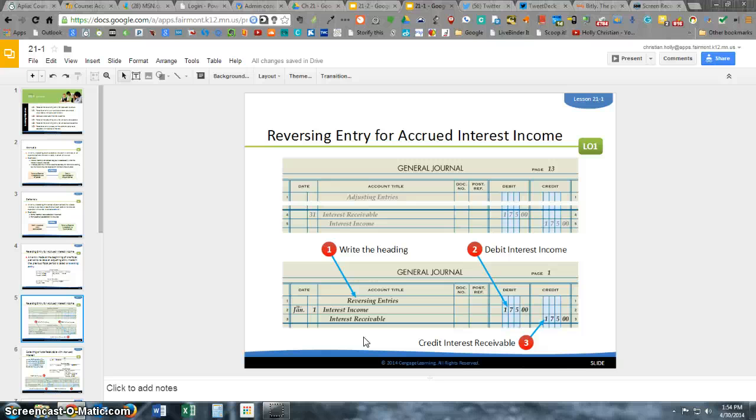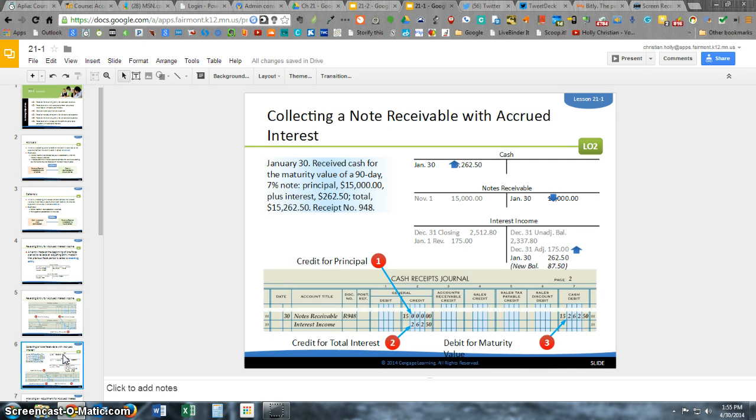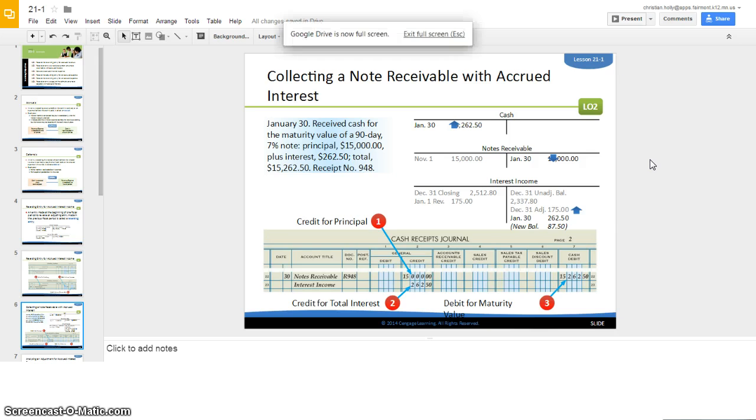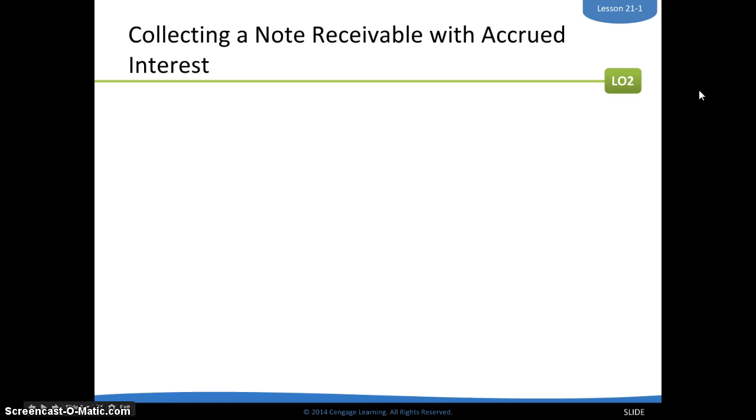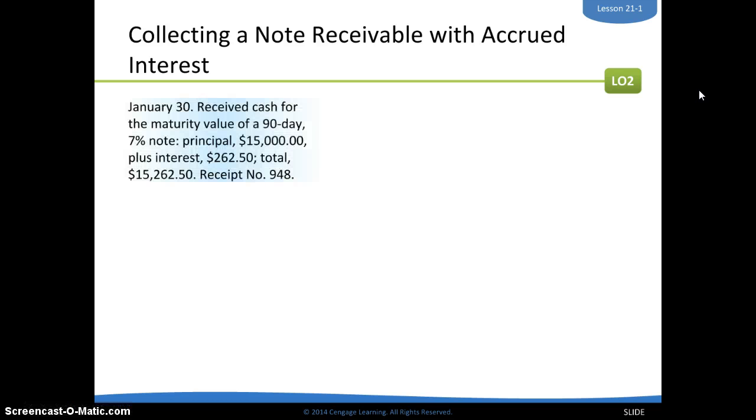By doing the reversing entry on the first day of the fiscal period, we have now put a debit balance in interest income, an account that normally has a credit balance. But that's okay. There's a good reason for doing this. When it comes time to collect on that note receivable, our entry will look something like this. We receive cash for the maturity value of a note. We have the principal, we have the interest for the entire period of the note, that 90 days, and then the total amount received. So we're going to debit cash for the total amount received.